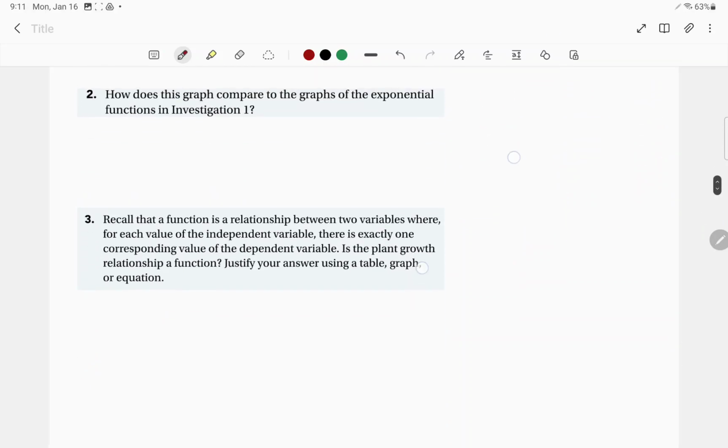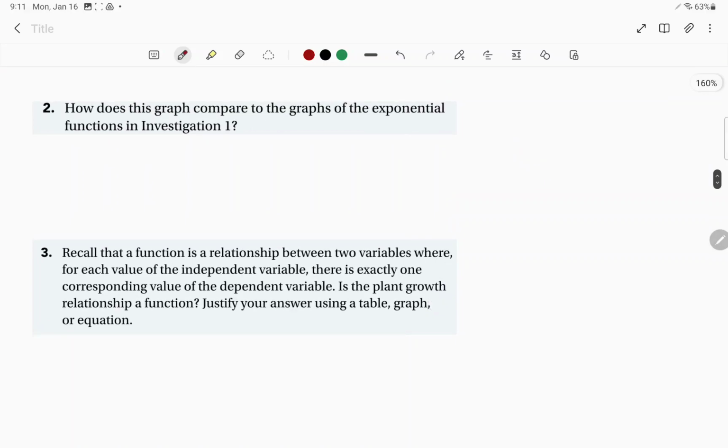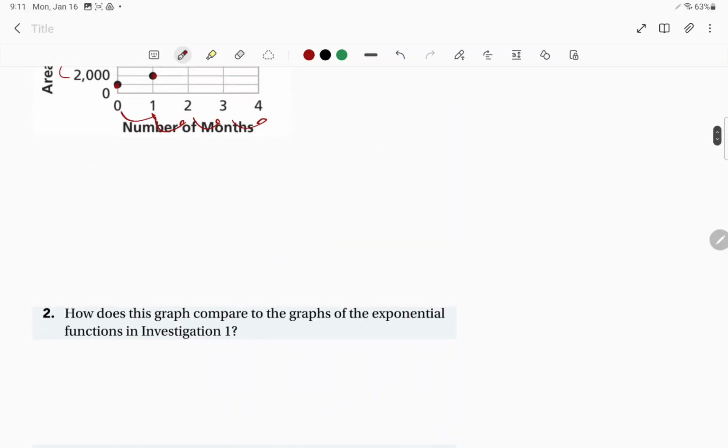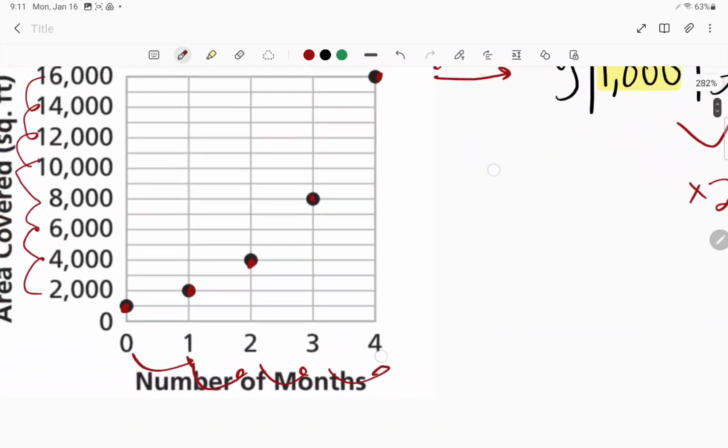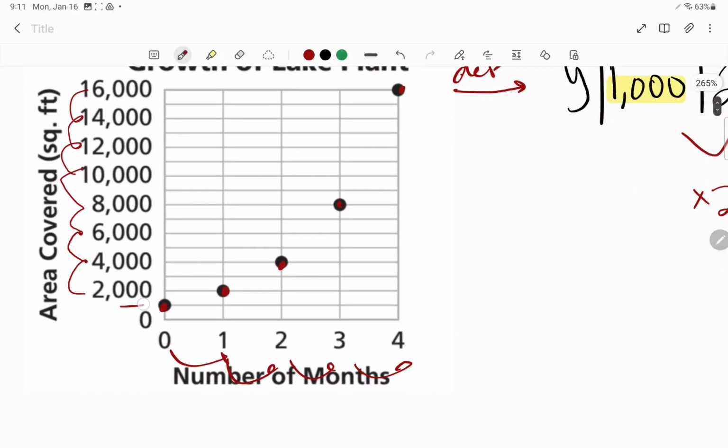Let's take a look at number 2. How does this graph compare to the graphs of exponential functions in investigation 1? Well, let's just talk through it. All the ones in investigation 1, the y-intercept was at y equals 1. But in this case, this is not at y equals 1.